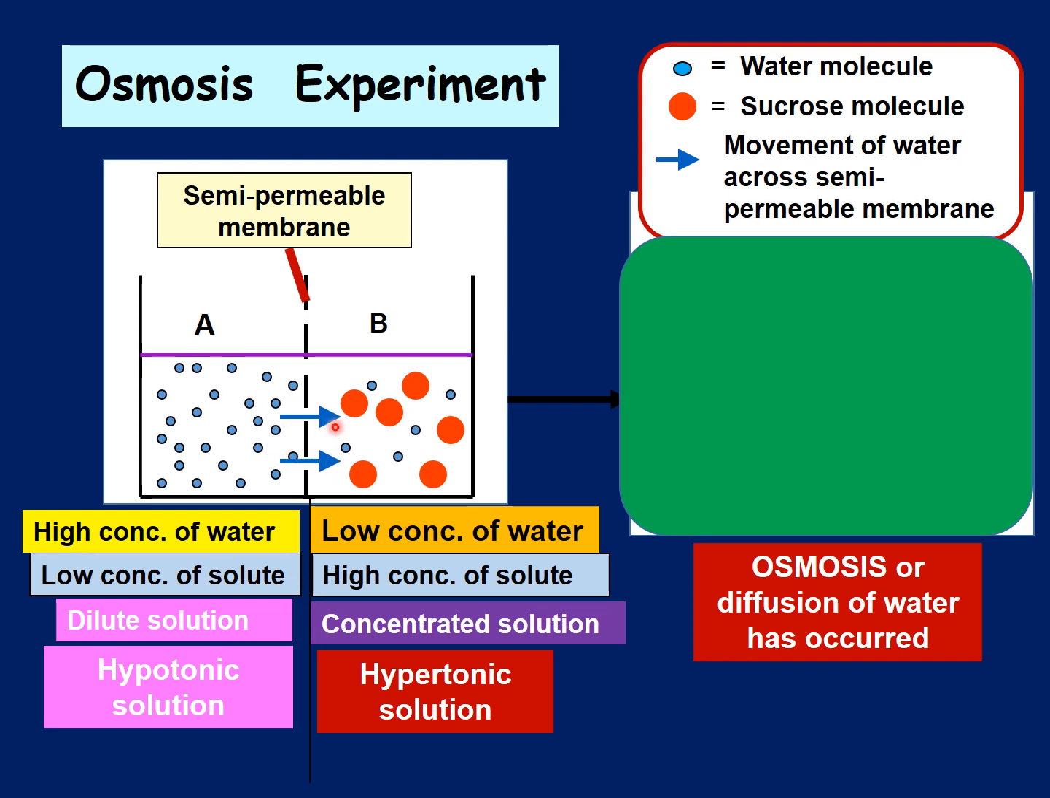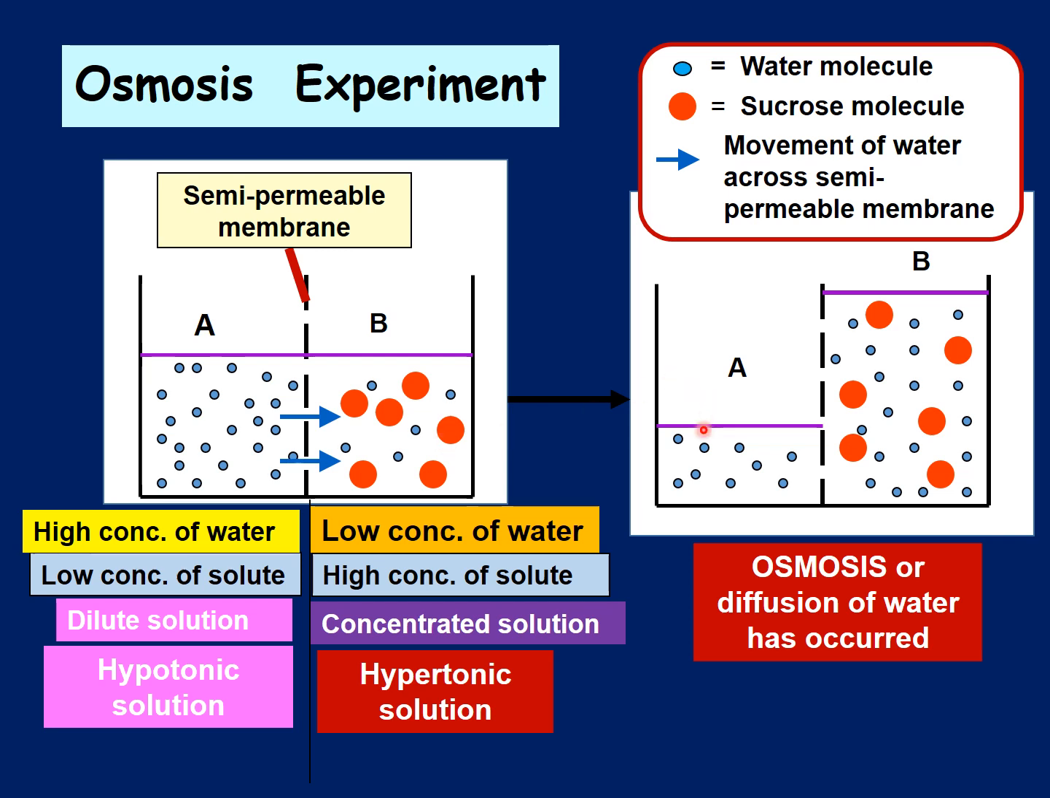So at the end of this experiment, the level of water in A will decrease and that in B will increase, because water diffuses from A, which is more dilute, or which is a hypotonic solution, into B, which is a more concentrated solution or a hypertonic solution. So this is the end result. The level of water in A will decrease, the level of water in B will increase.